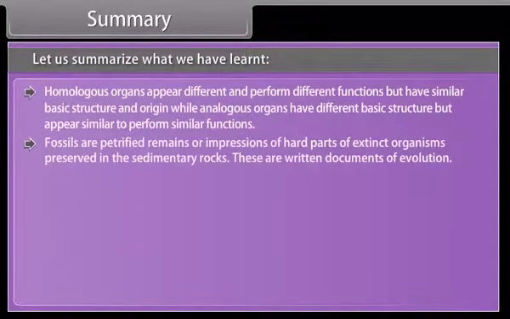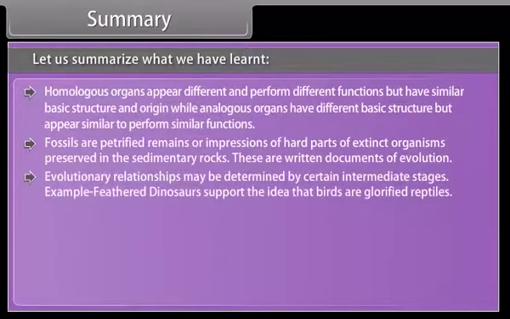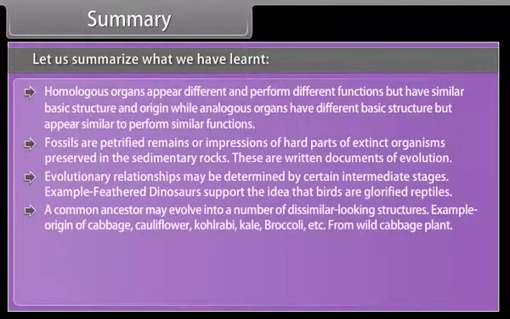Fossils are petrified remains or impressions of hard parts of extinct organisms preserved in the sedimentary rocks. These are written documents of evolution. Evolutionary relationships may be determined by certain intermediate stages. Example, feathered dinosaurs support the idea that birds are glorified reptiles. A common ancestor may evolve into a number of dissimilar-looking structures. Example, origin of cabbage, cauliflower, kohlrabi, kale, broccoli, etc. from the wild cabbage plant.